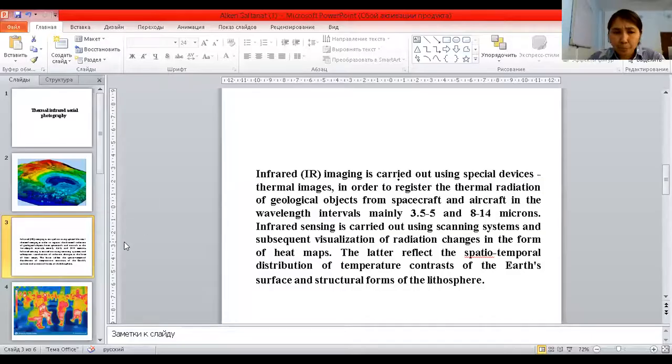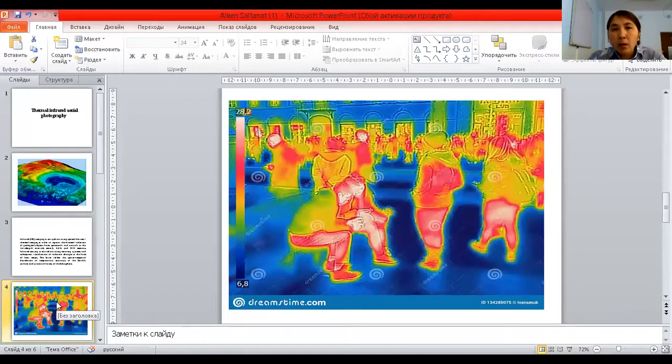Now let's continue to discuss our presentation. On the next slide, you can see a photo. It's an example of a photo of the temperature signature of our bodies. You can see that all people on this photo have a signature. It means that our temperature is our specific feature.